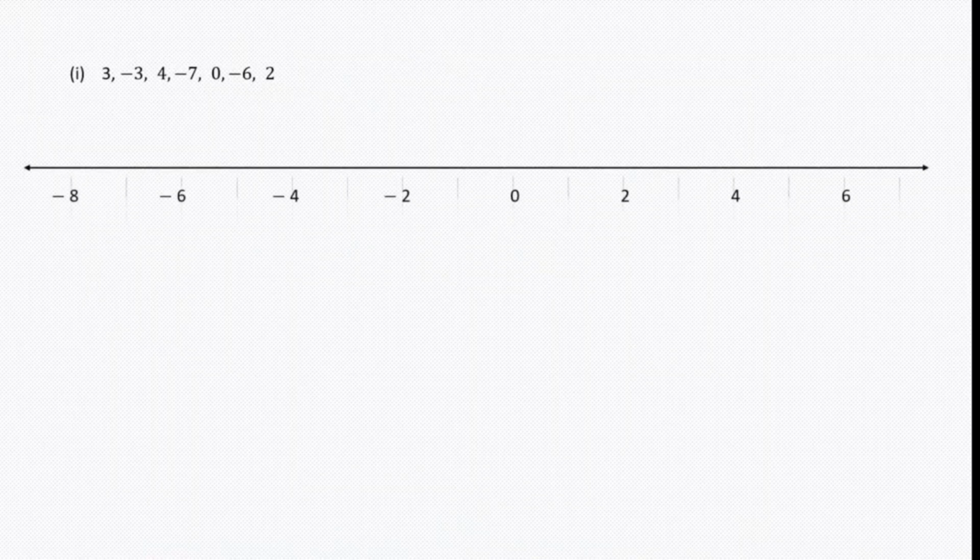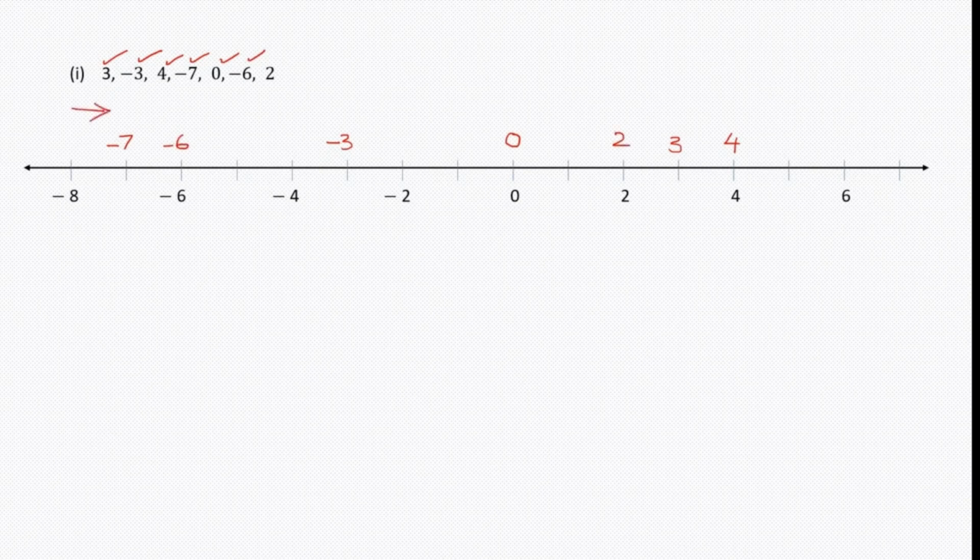Second one, draw the number line, put all your numbers in order and start marking this. 3 is found between 2 and 4. So 3 will be here. Minus 3 is between minus 2 and minus 4. 4 is on the right side, positive number. Minus 7 is on the left side, negative number. 0 is between positive and negative. Minus 6 on the left side, 2 on the right side.